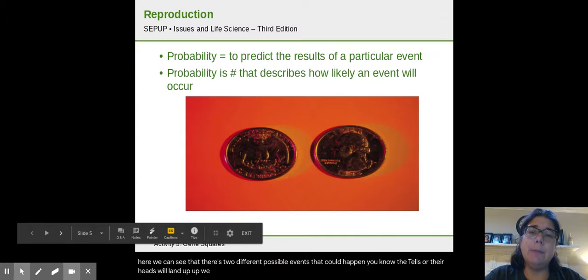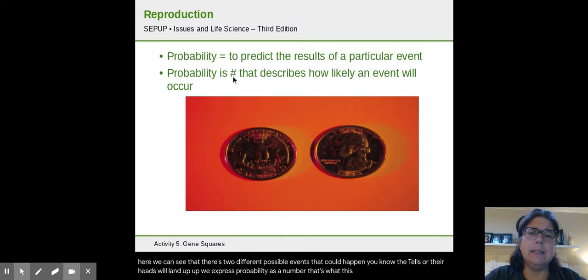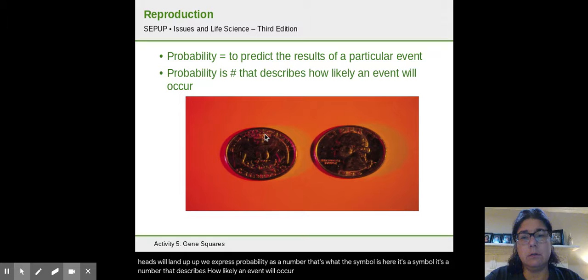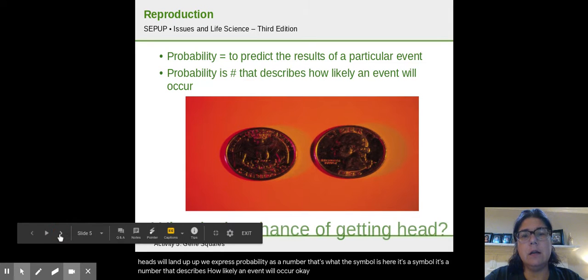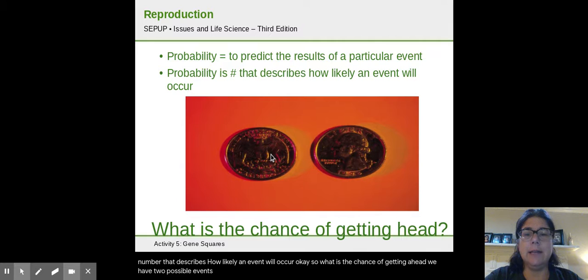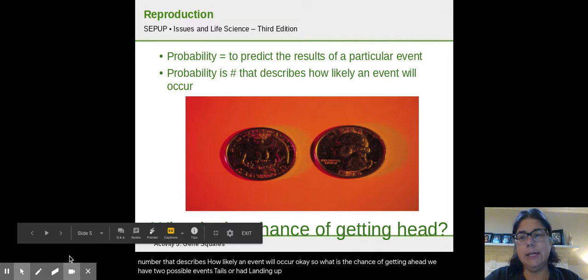We express probability as a number. That's what the symbol is here. It's a number that describes how likely an event will occur. So what is the chance of getting a head? We have two possible events, a tails or a head landing up. What is the chance of getting a head?